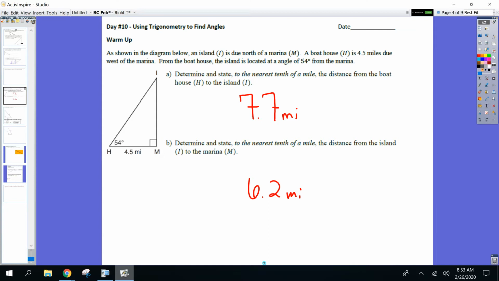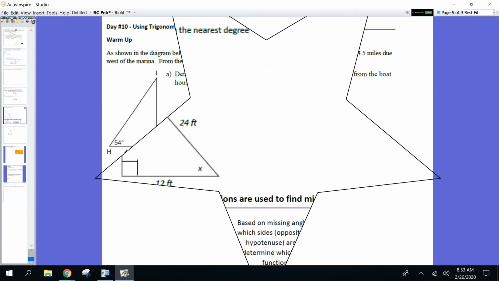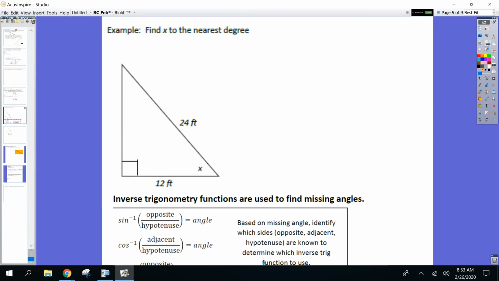Well, can I still do it using angles? And the answer is yes. Today is, how do I use sine, cosine, tangent now to find the acute angle? All right, let's take a look. First example there. Find that angle.